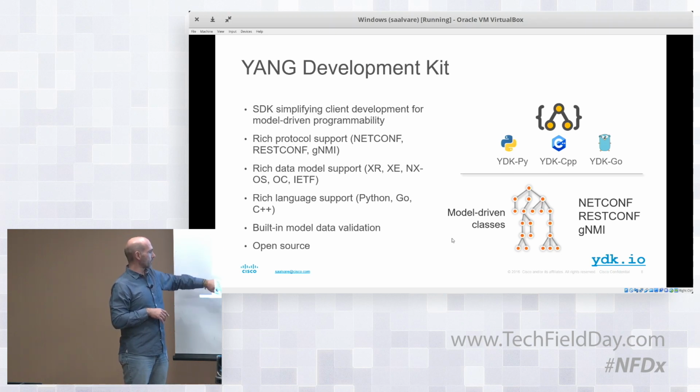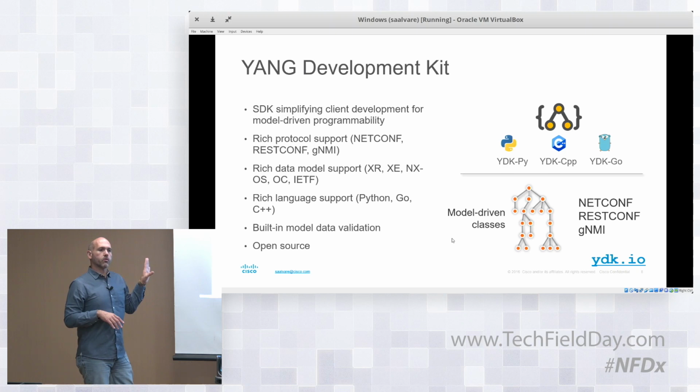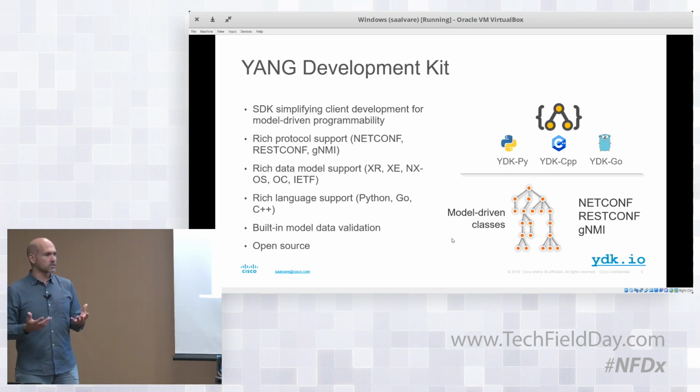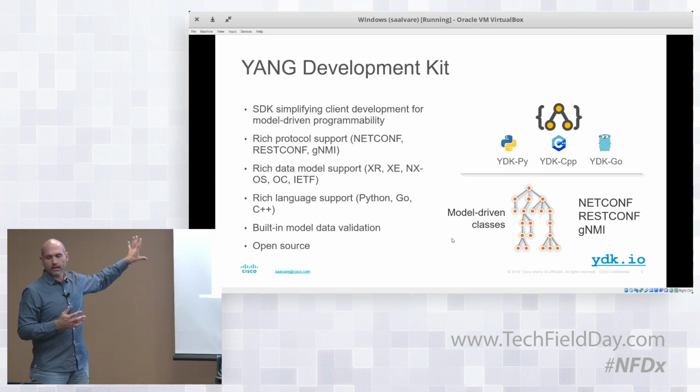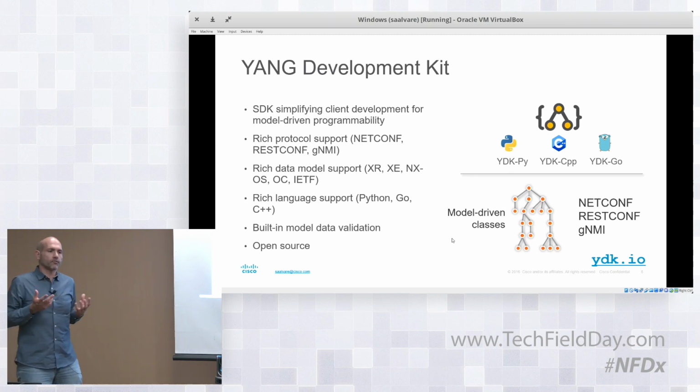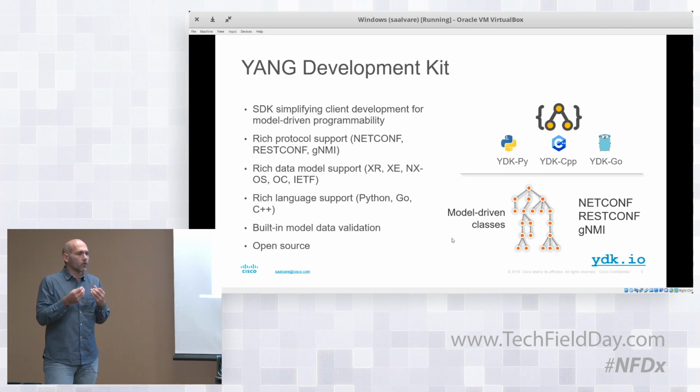It comes in different programming languages. It has built-in data validation. So one of the challenges that someone will have if they want to try to use some of these interfaces and they did not have an SDK like this is that they have to figure out, oh, how do I write code to talk netconf to a router? Or, oh, netconf is XML, how do I find an XML library? Or if I'm doing JSON, where do I find a JSON library? Where do I find a library?